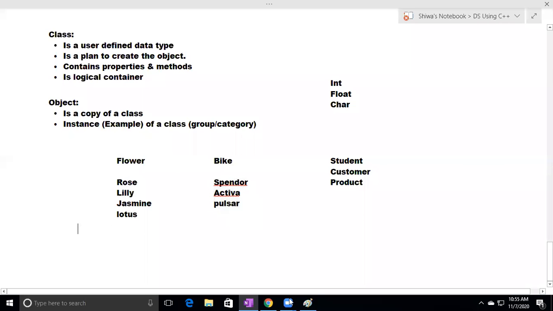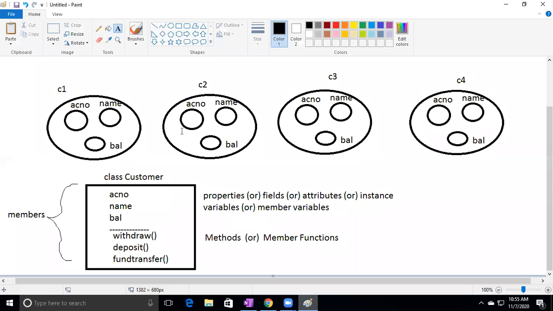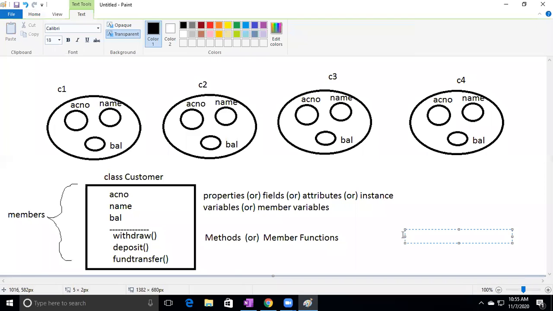Just now I explained that customer 1, customer 2, customer 3, customer 4 are objects that physically exist. Raju customer, Kiran customer physically exist. This class is nothing but a plan, a logical one. So this is about class and object.